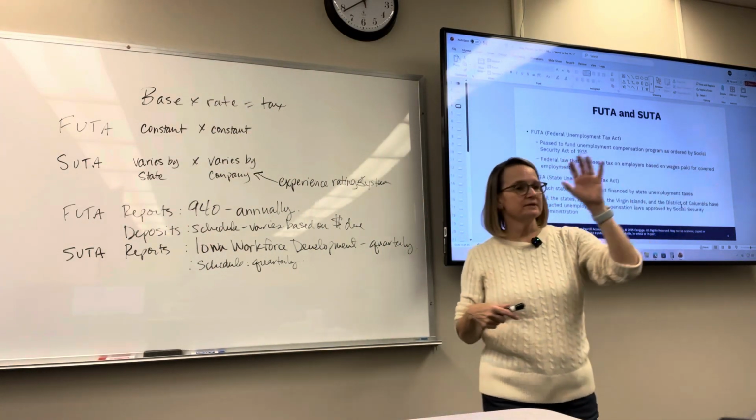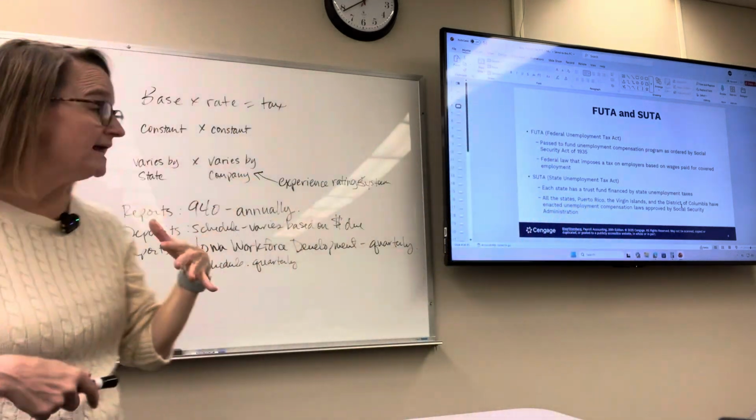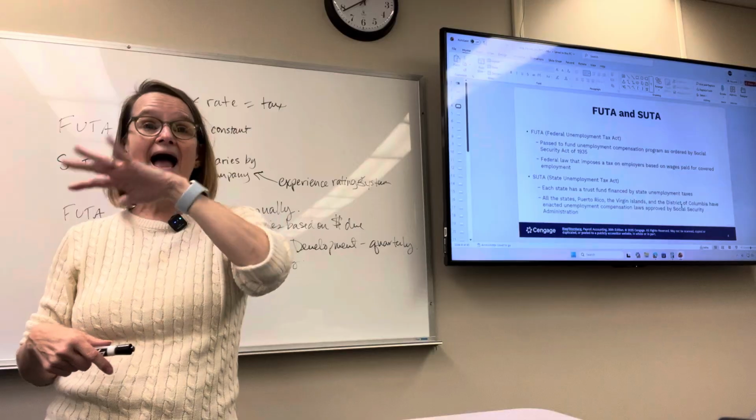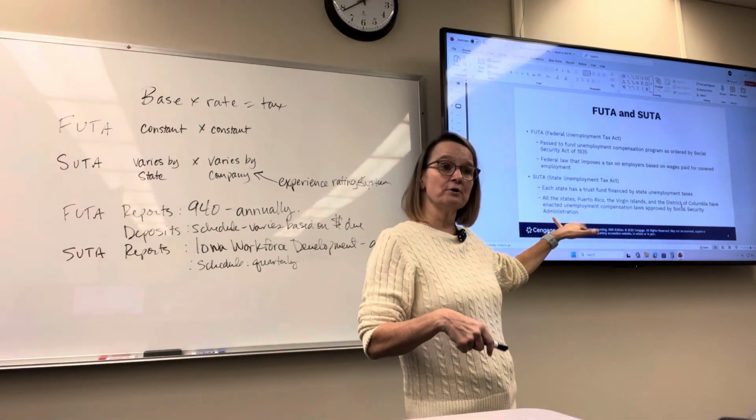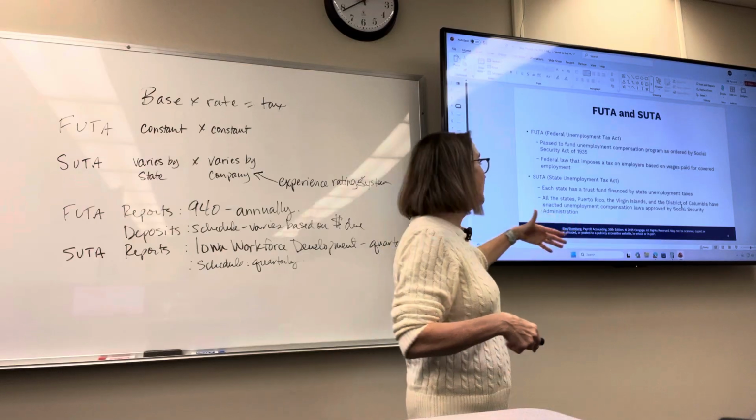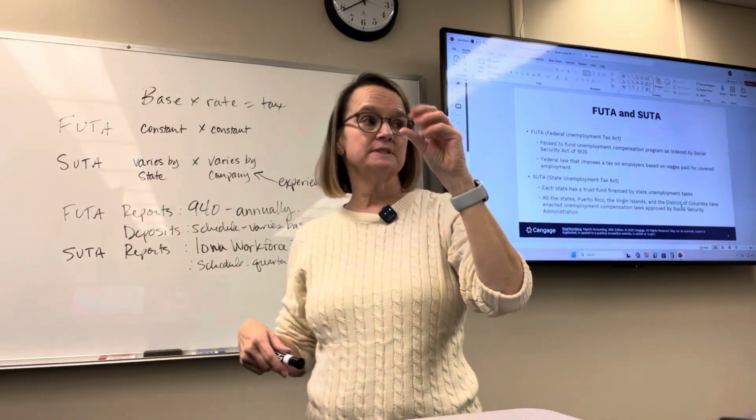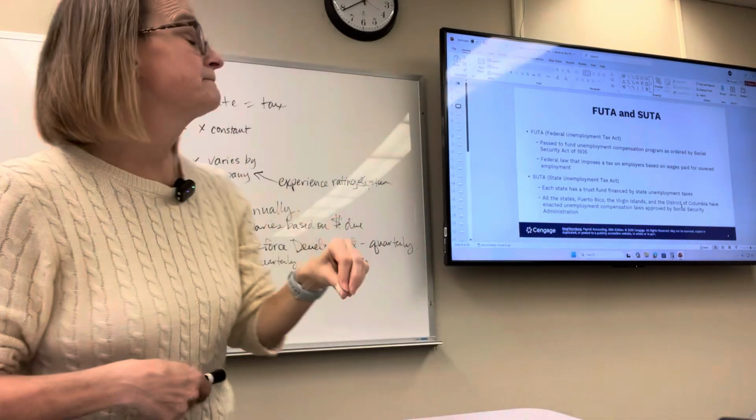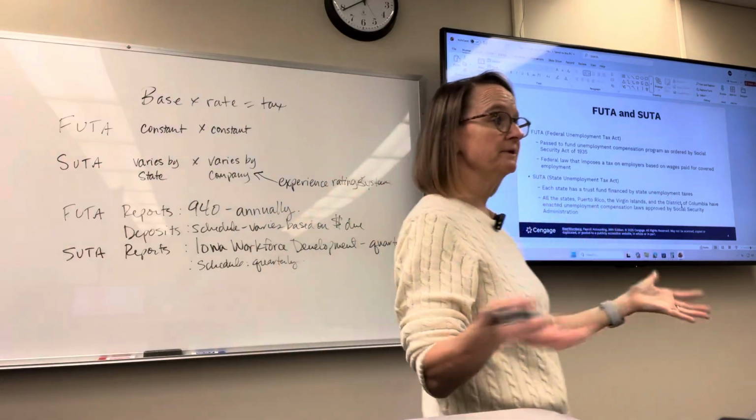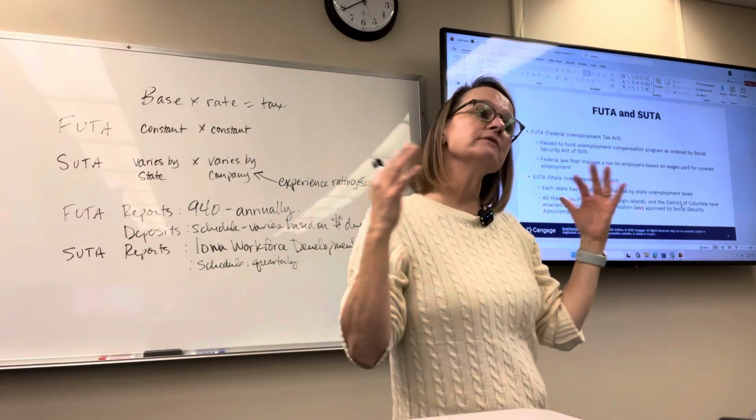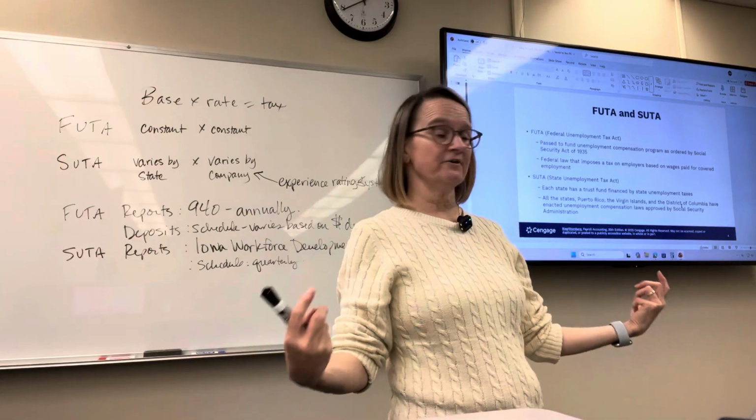SUTA is the state-by-state program that is run by each of the states, and every state and all of the territories have a state unemployment agency. The benefits that are paid for unemployment come out of the SUTA funds. So each state collects taxes from employers. Those taxes go into a trust fund, a big pool of money, and then all of the benefits that are paid out come from that trust fund.